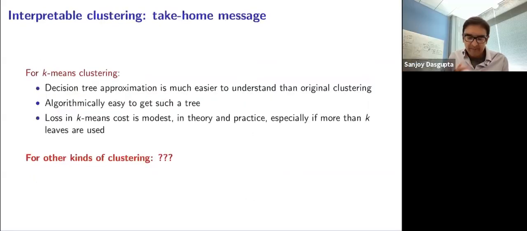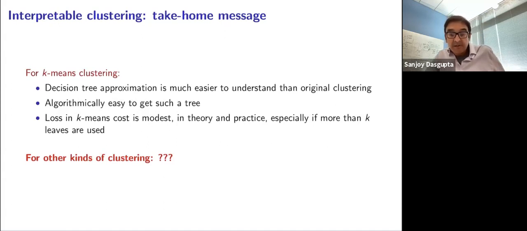Yeah, so the take home is that these decision tree clusters are easier to understand than the original clustering. And most of all, it's algorithmically very easy to get a tree like this. And the loss that you incur in K-means cost is quite modest in both theory and practice.